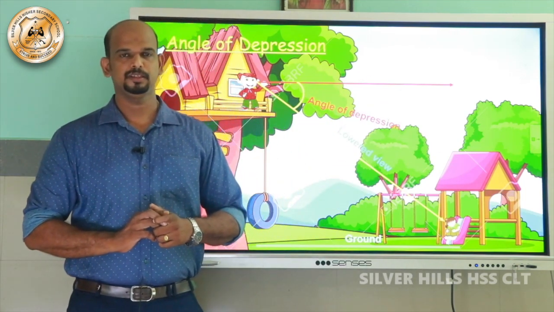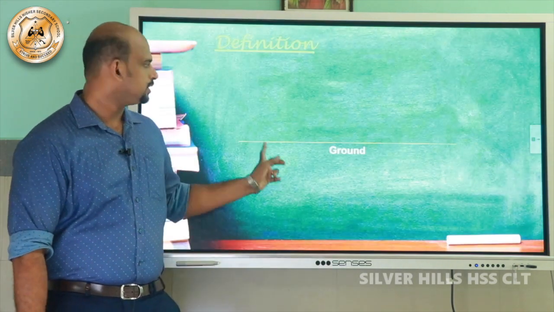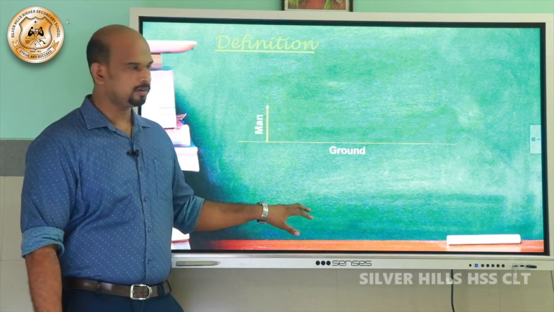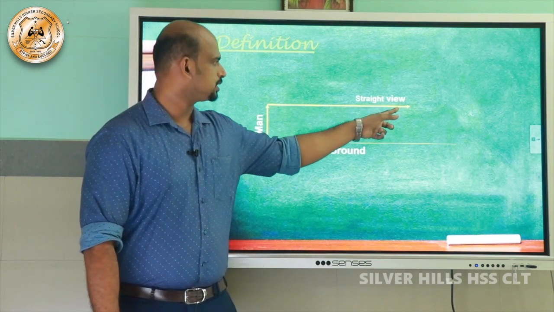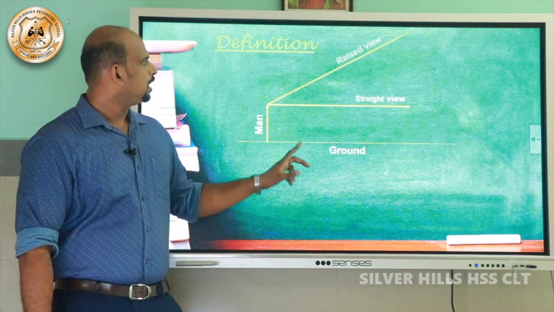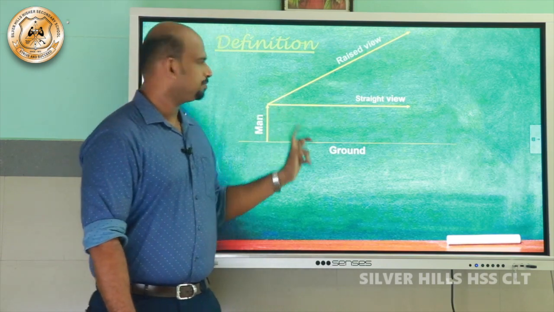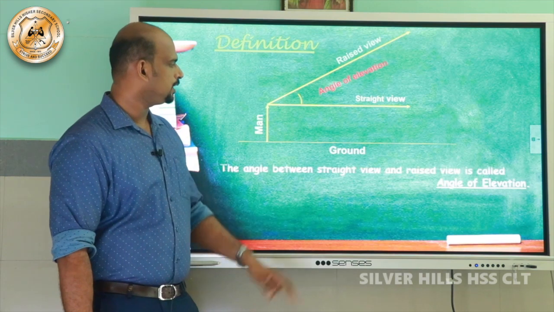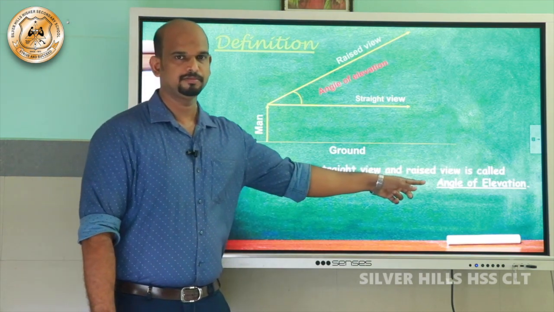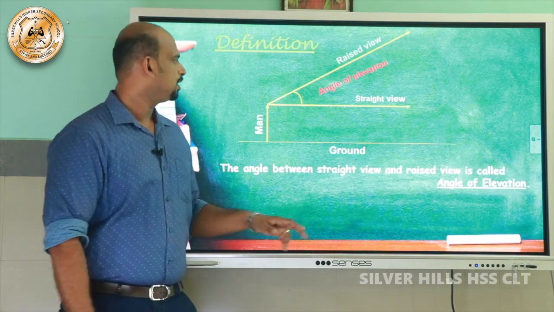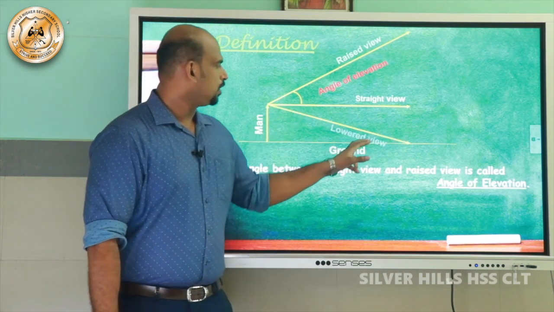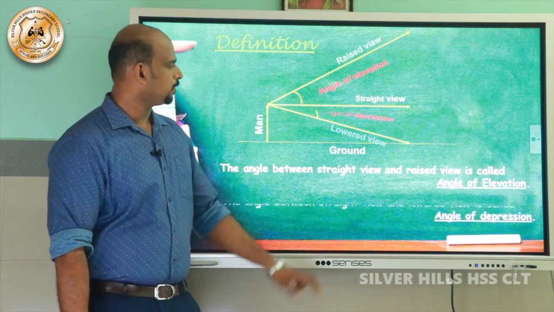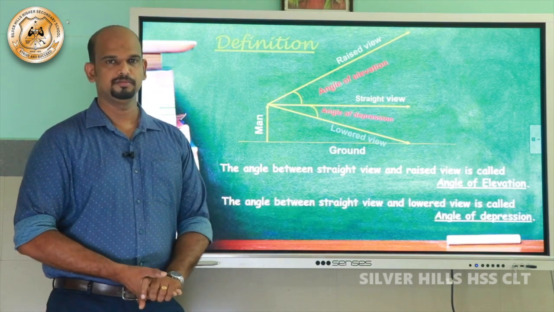Let us conclude. Here this horizontal line represents the ground. A man is standing on the ground, and this line represents the straight view of this man, and this is a raised view of this man. The angle between the straight view and raised view is called angle of elevation. This line represents the lowered view of this man. The angle between the straight view and lowered view is called angle of depression.